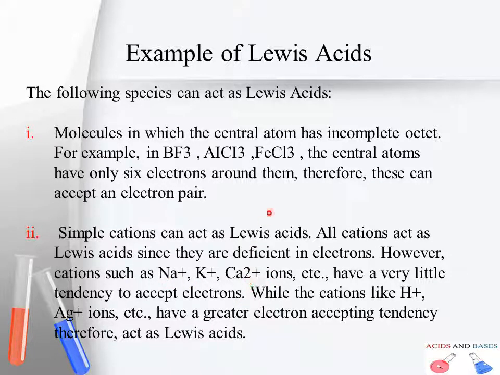While if we talk about group number 13, it has less electronegativity difference with Lewis bases. So they are able to accept electrons and can act as Lewis acids. So the cations like H positive and silver ions have greater electron accepting tendency. They can act as Lewis acids.